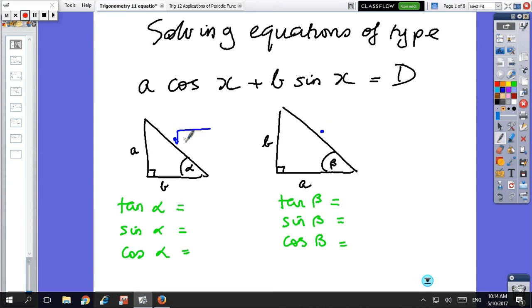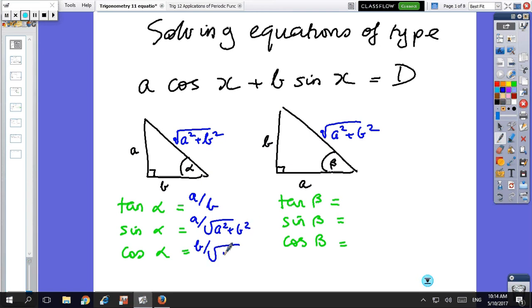Okay, so using Pythagoras' Theorem, you've got the square root of a squared plus b squared, which is the same. The only difference is the a and the b have switched over. So tan alpha is a over b, sine is a over the square root of a squared plus b squared, b over the square root of a squared plus b squared, and for this one tan beta is b over a, sine is b over the square root of a squared plus b squared, and a over the square root of a squared plus b squared. Okay, so that's hopefully what you got, otherwise you've just seen me do it.